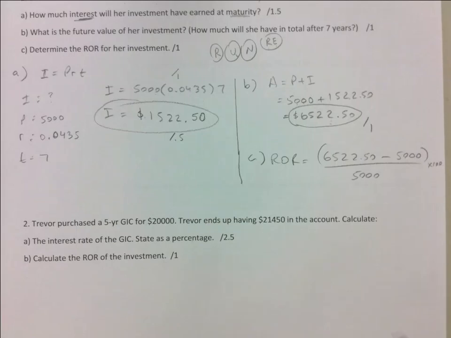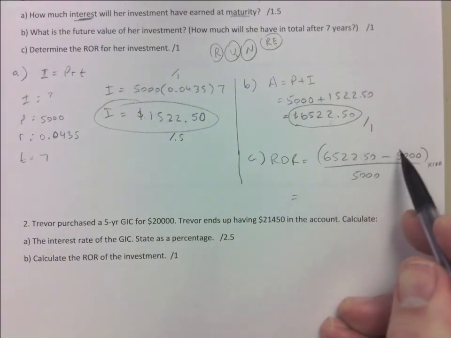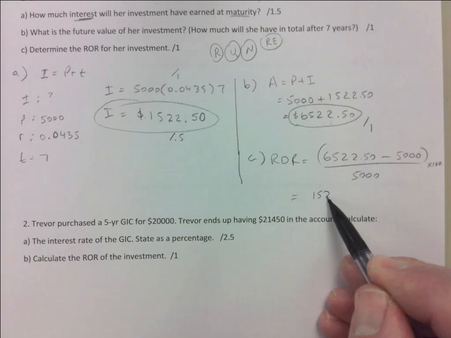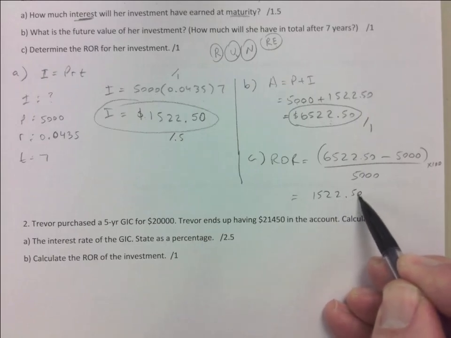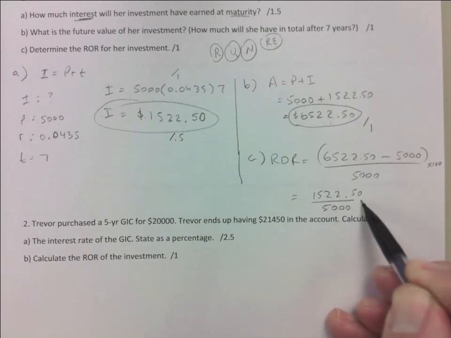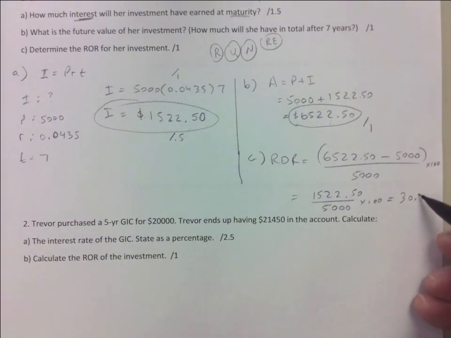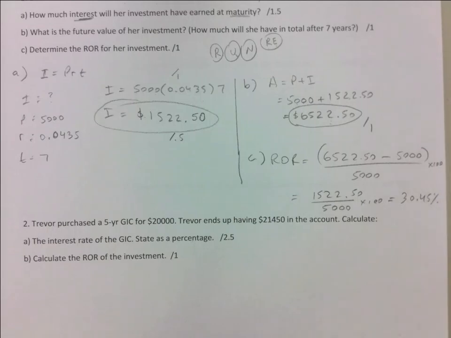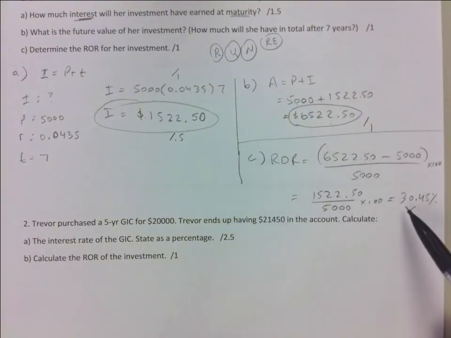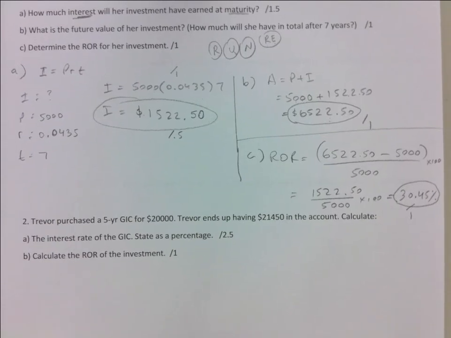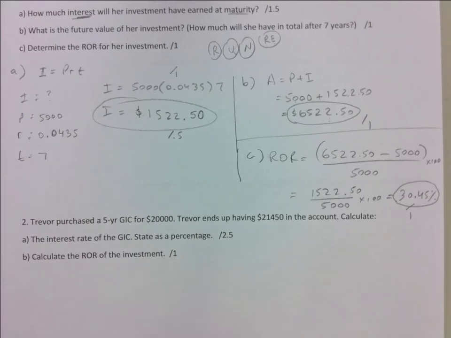Sorry, you can't see that, there we go. And so if you do this, you end up with 1522.50 divided by 5,000 times 100, and you get 30.45%. That's 1 mark. So just clearly indicate your final answer and take off half a mark if you made a small mistake, take off a full mark if you completely botched it, right?